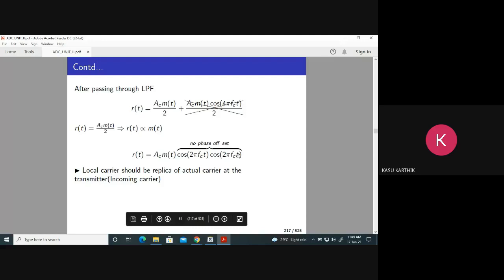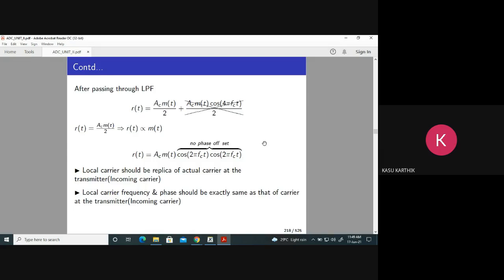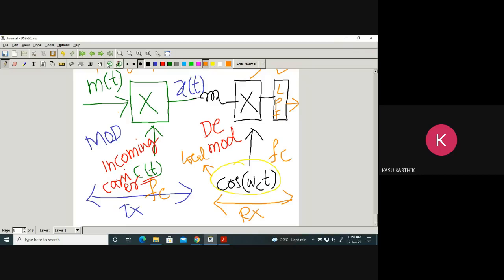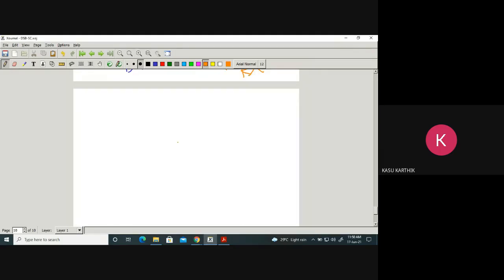So the local carrier should be a replica of the actual carrier at the transmitter. They should have the same phase and the same frequency. That is called synchronous or coherent detection. Now, let me take a simple case. What happens if there is a loss of synchronization?